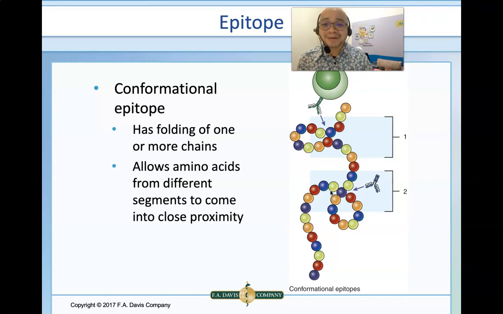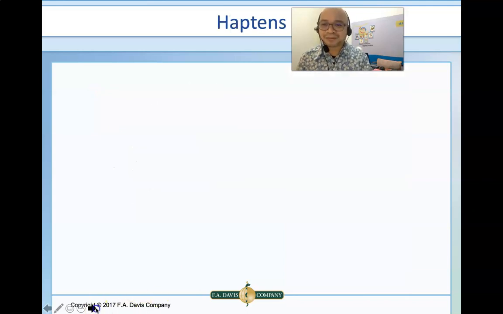It may allow amino acids from different segments to come into close proximity, which means that antibody attachment for this particular epitope will be much easier. Let's say, for example, the antibody is supposed to bind at the green antibody, and it's a bivalent antibody such as an IgG, so it can bind here and bind here. Okay, so that's a conformational epitope.